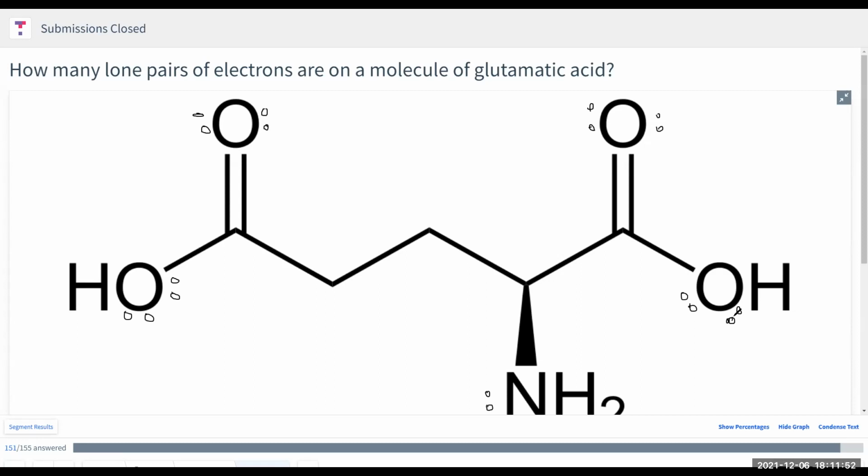All right, let's do another one now. Let's see. All right, what I want you to do is determine the molecular geometry of the atom labeled X. Go. What's the molecular geometry of that atom labeled X?